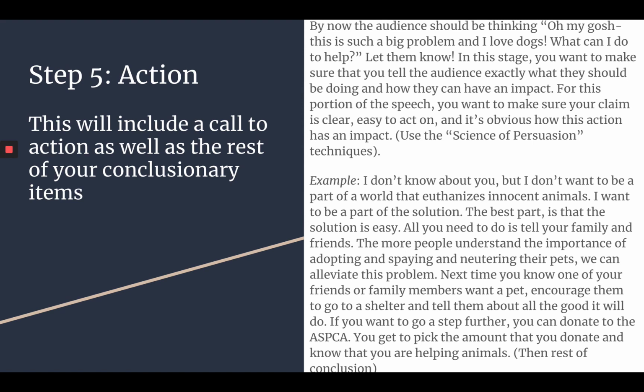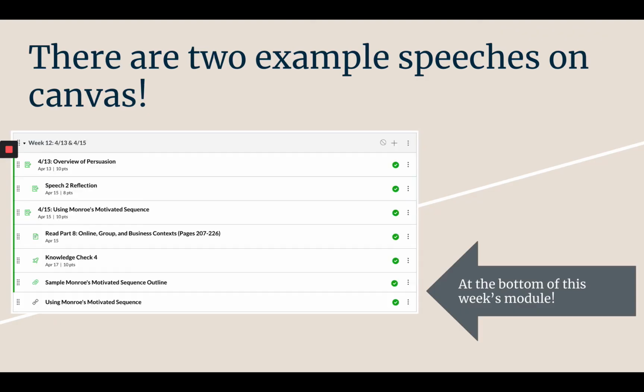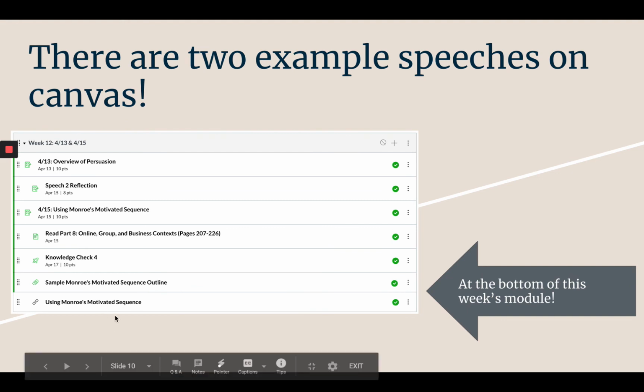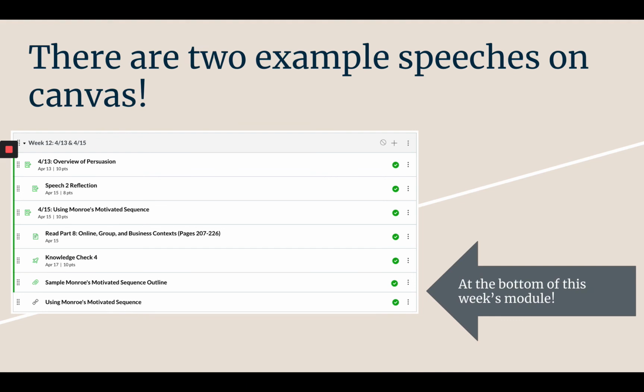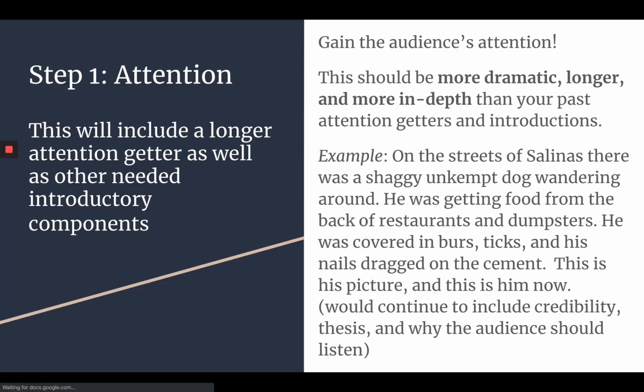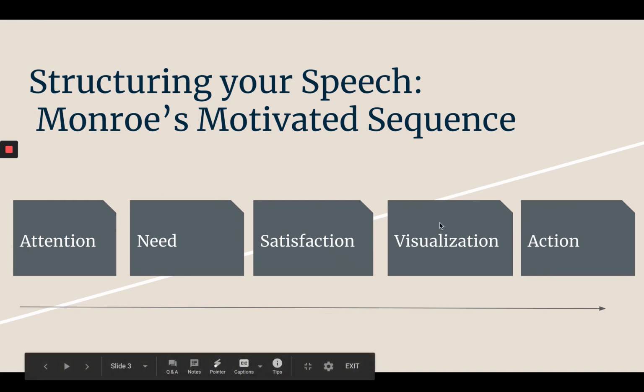And I would probably address a little bit more, maybe saying about some local places that you could go to, and I would also be sure to reiterate what my main points were. So that was a brief overview of those steps. In Canvas, you also have an example outline, and there's also a web link that has a little bit more detail on how to utilize Monroe's motivated sequence. But ultimately, the things that I want you to remember are these 5 steps.